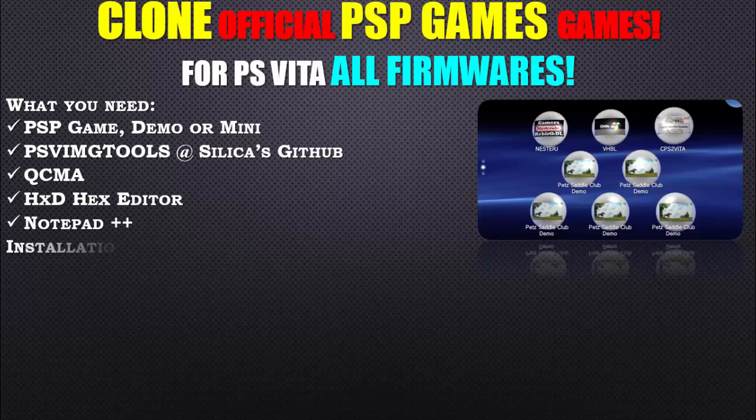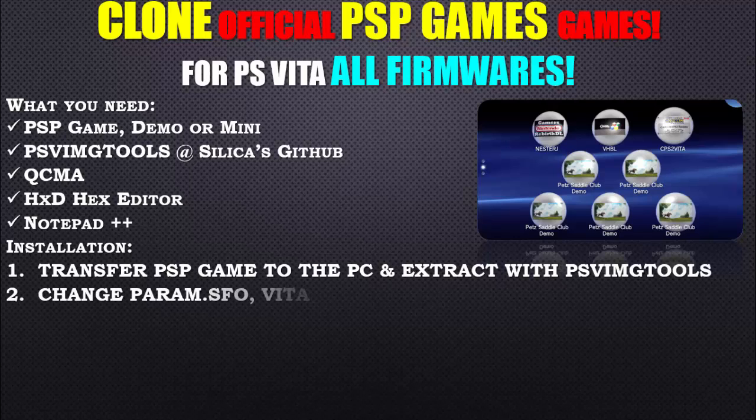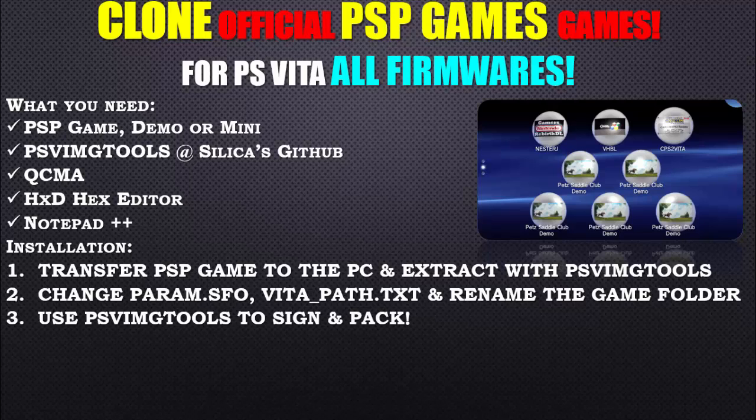As for the installation, we will transfer the PSP game to the PC and extract it with PSV image tools. We're going to change the param.sfo and vitapath.txt and rename the game folder. We're going to use PSV image tools to sign and pack the game. So wait for the additional tips and example.